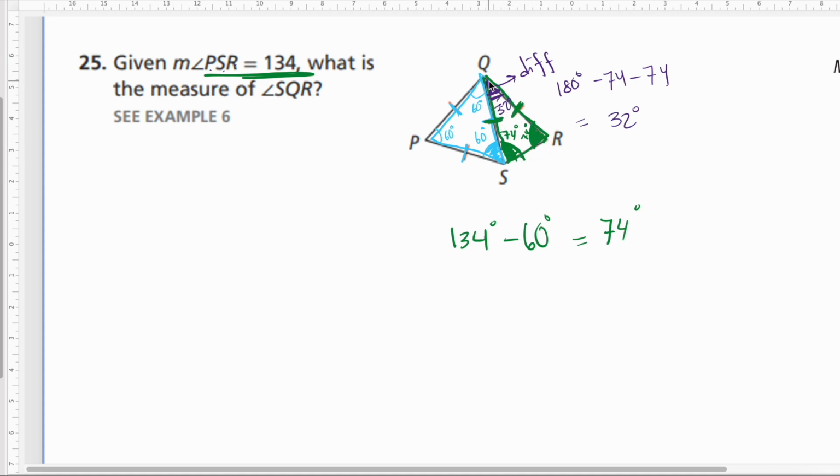How can I check my work is correct? Add up all of these, they should be 180, and add up all of these, they are 180. Make sure that these together are 134. Is it always 134? No, they mentioned it as 134.